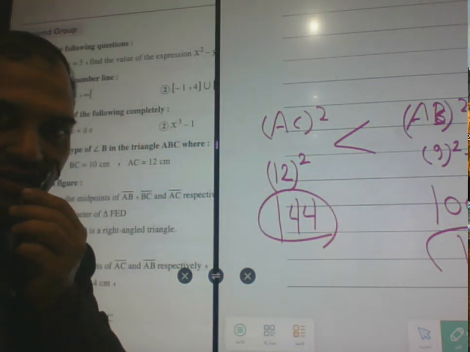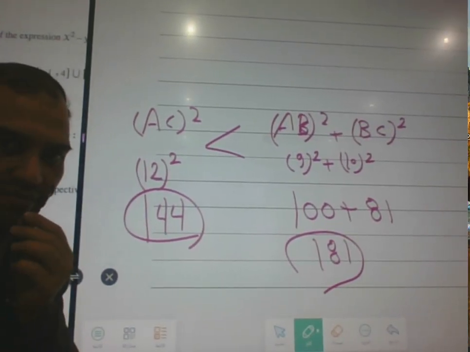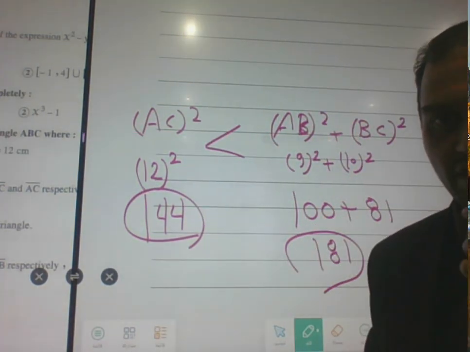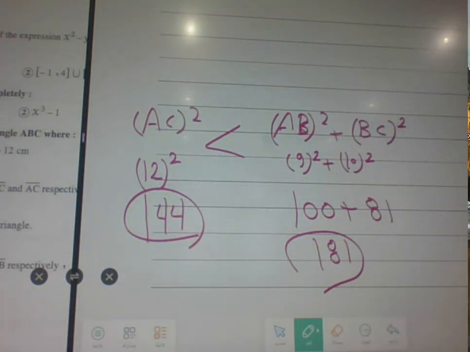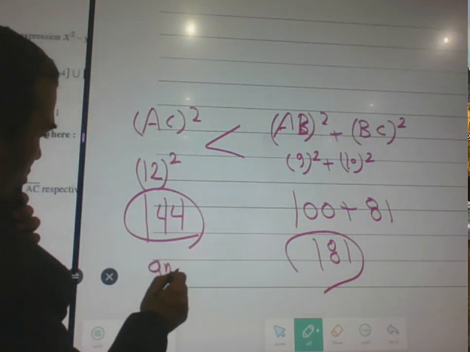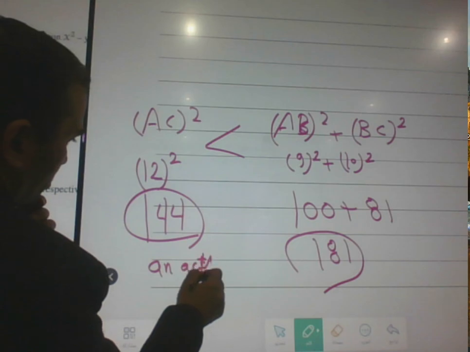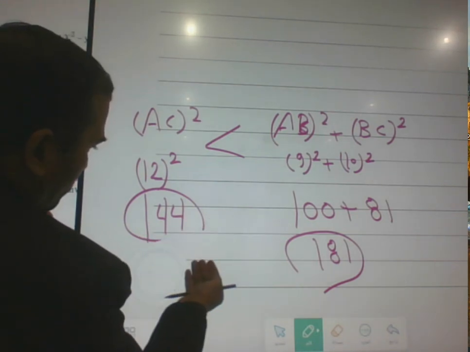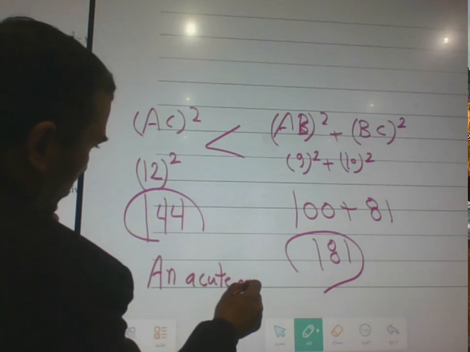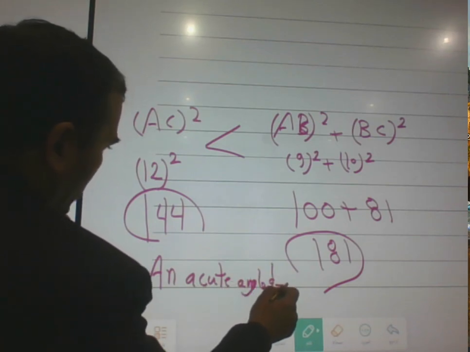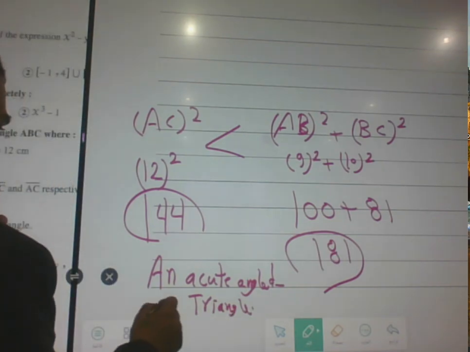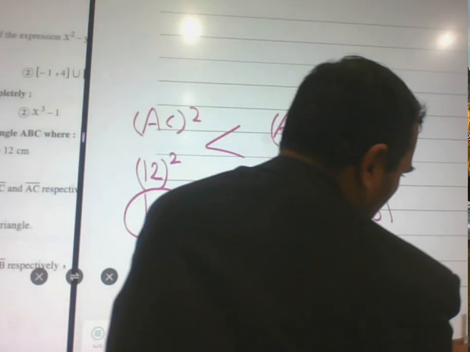Then the type of this triangle, what do we call it? Who can tell me the type of this triangle? We call it an acute angle triangle, because AC power 2 is less than AB power 2 plus BC power 2. This triangle we call an acute angle triangle. Okay, an acute angle triangle. Next question.